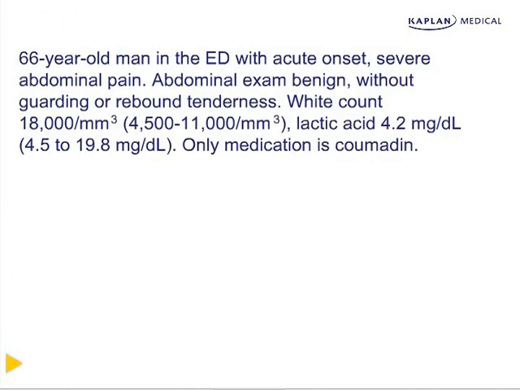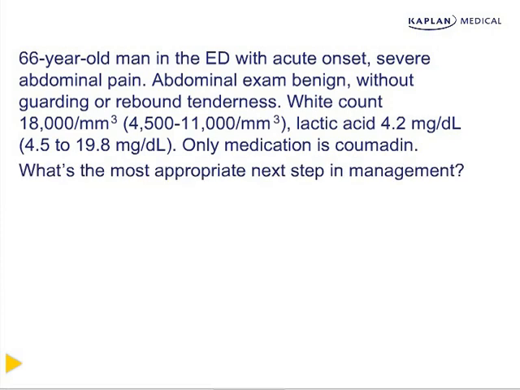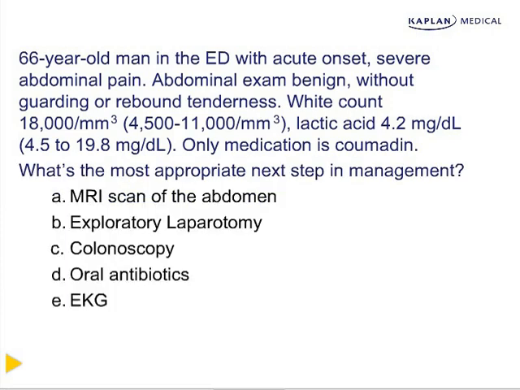To introduce the next topic, let's review a case. An elderly patient presents with acute onset abdominal pain. However, his exam is benign. Labs are drawn and reveal an elevated white count and lactic acid level. He is on Coumadin. What is the next step in management? Is it A, MRI of the abdomen, B, exploratory laparotomy, C, colonoscopy, D, oral antibiotics, or E, an EKG?